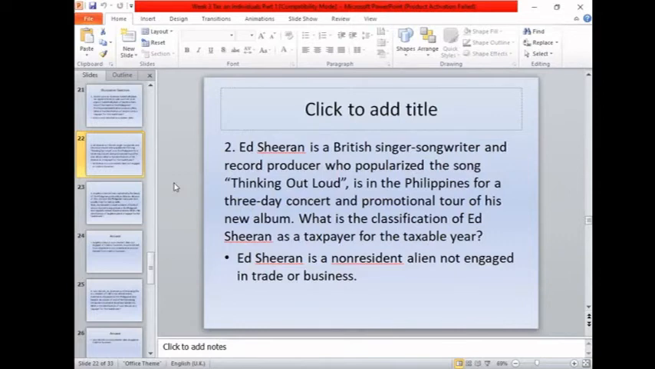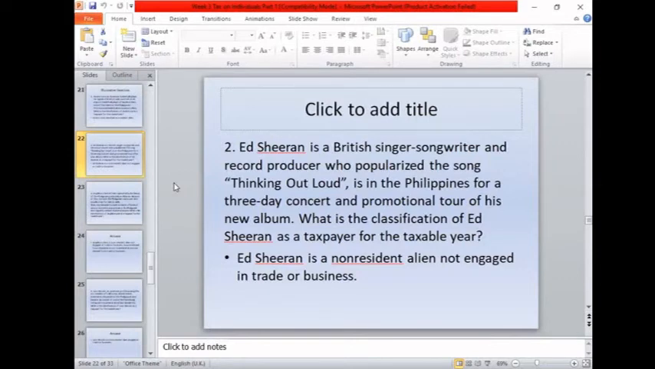There's a question here, sir. Why do you classify Ed Sheeran as a non-resident alien not engaged in business, but a concert is a business? Wait, wait. The income of Ed Sheeran is not business income. That is professional income as a singer. Okay? So it means he came here for a concert for 3 days and he only gets the proceeds for 3 days after the concert in the Philippines. So that's not a business.